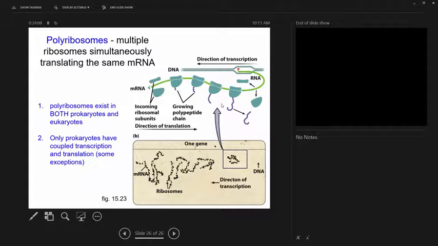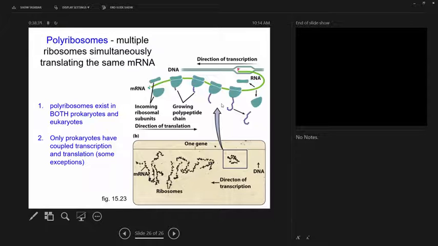So one gene gets copied into a lot of different RNAs, and then each RNA is actually made into multiple proteins. And the ribosome does not have to go all the way down from the 5' to the 3' end of the messenger RNA and then fall off for another one to start. You get these polyribosomes or polysomes. So polyribosomes, shown here, exist in both prokaryotes and eukaryotes.